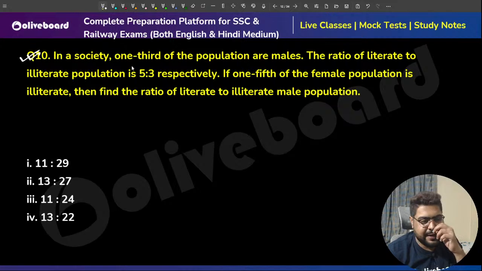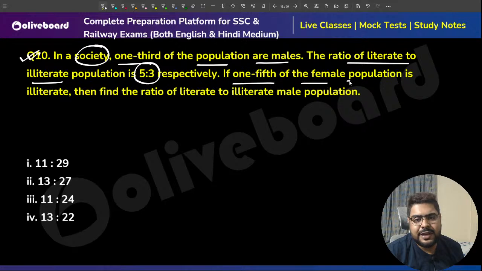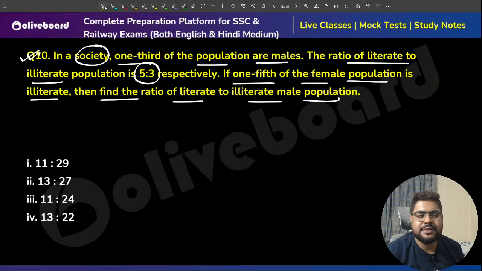Some very difficult, very complicated looking question. 1/3 of the population are males in a society. The ratio of literate to illiterate is 5:3. If 1/5 of the female population is literate, then find the ratio of literate to illiterate women.